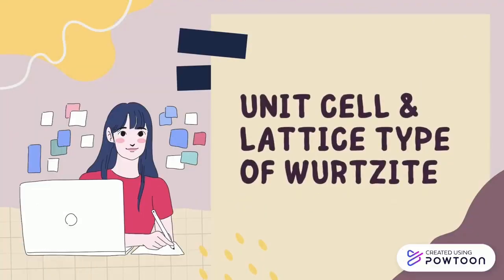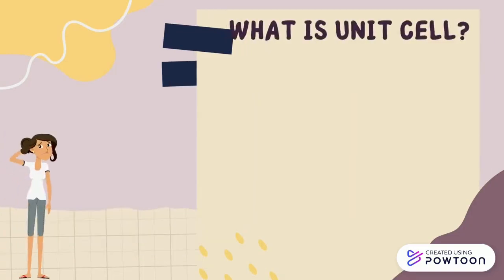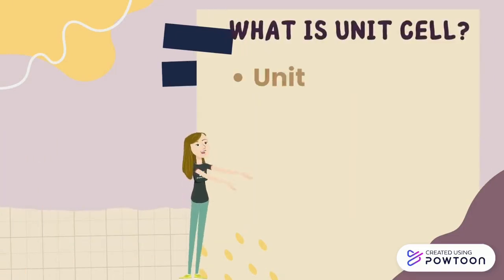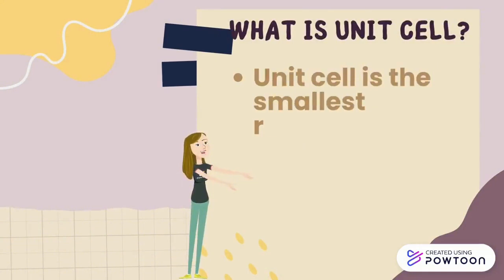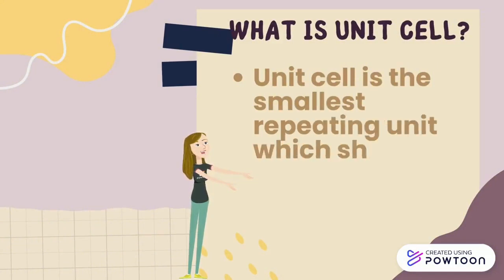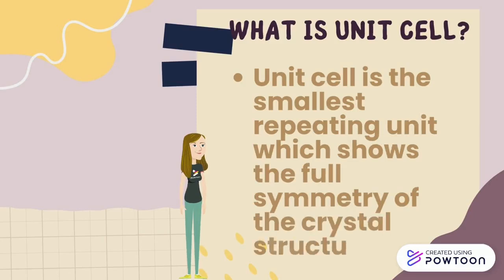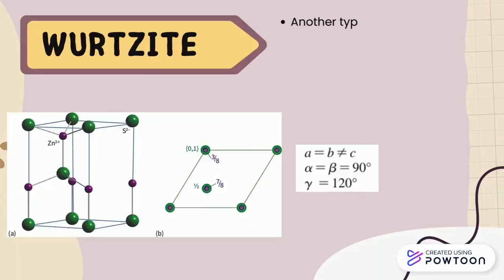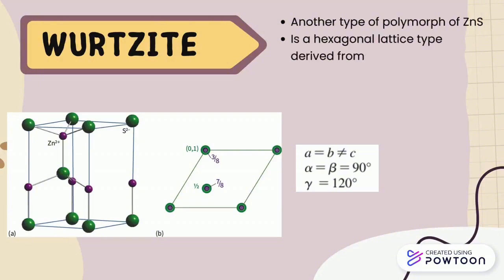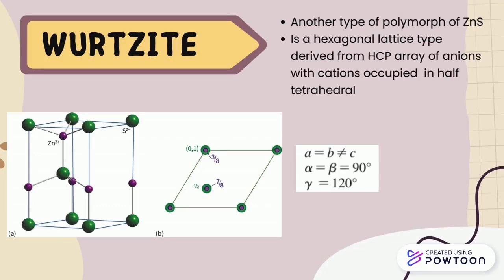Unit cell and lattice type of Wurtzite. What is a unit cell? A unit cell is the smallest repeating unit that shows the full symmetry of the crystal structure. Wurtzite is another type of polymorph of zinc sulfide. Wurtzite is a hexagonal lattice type derived from HCP arrays of anions with cations occupied in half tetrahedral holes, which is T plus or T minus field.